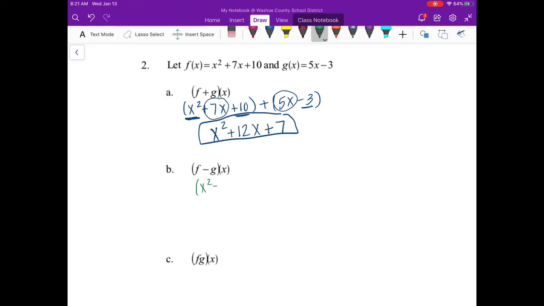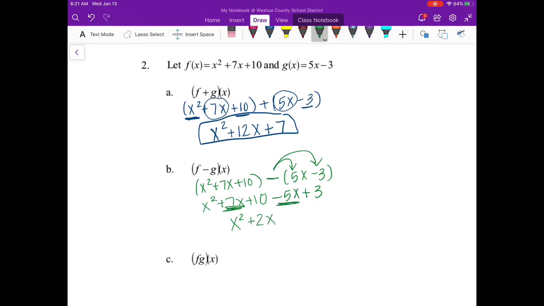Subtracting, I'm going to write f of x first, so that's x squared plus 7x plus 10. And I'm subtracting g of x, 5x minus 3. So this is where it's important that I distribute that negative, as it'll change the signs, okay? And then go ahead and just combine like terms. So again, x squared can't combine with anything. But then I have a 7x and a negative 5x, so that's a positive 2x. And then 10 plus 3 gives me 13.